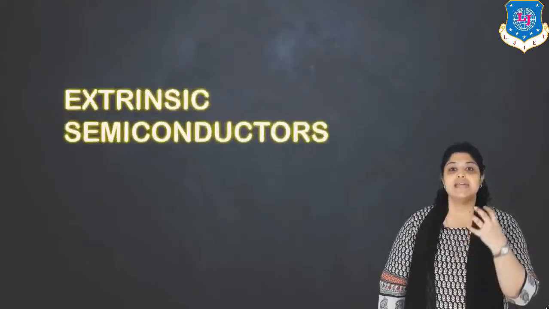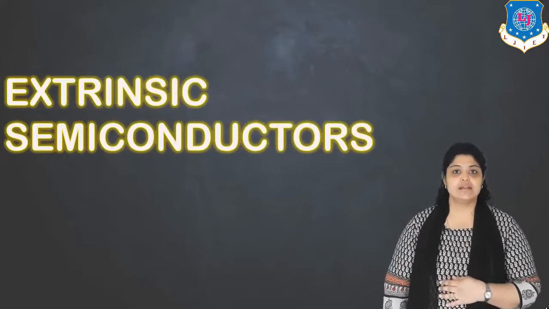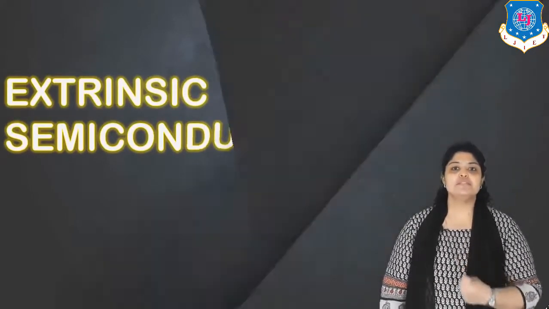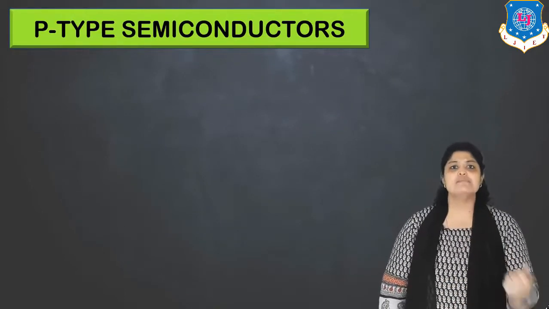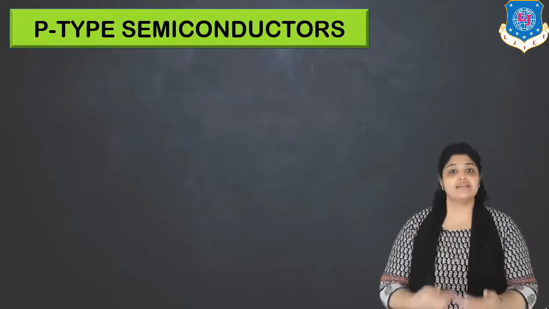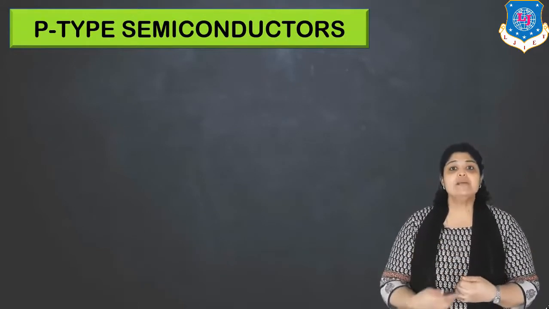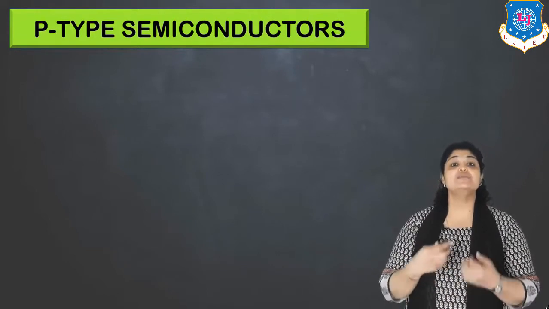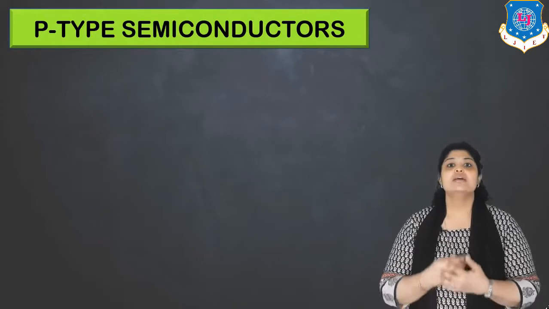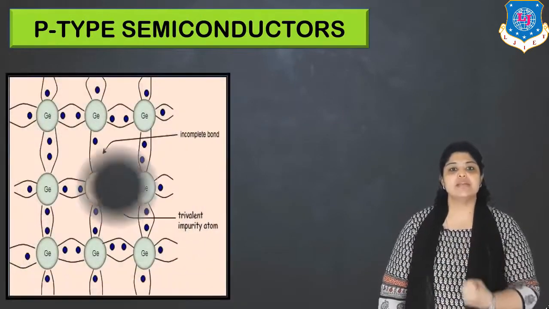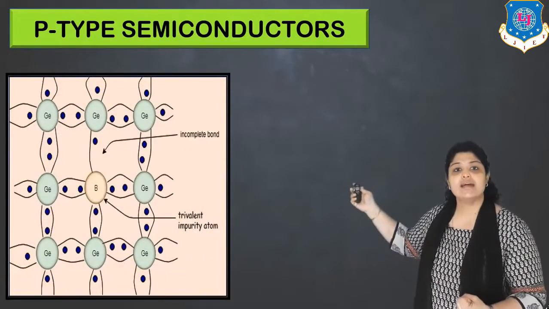Let's see extrinsic semiconductors in detail. So starting with the first type of extrinsic semiconductor, that is p-type semiconductors. As I just mentioned, p-type semiconductors are formed by addition of trivalent impurities. P-type semiconductors are the materials which have holes as majority carriers. Let's see what a p-type semiconductor is. Just look at the diagram.